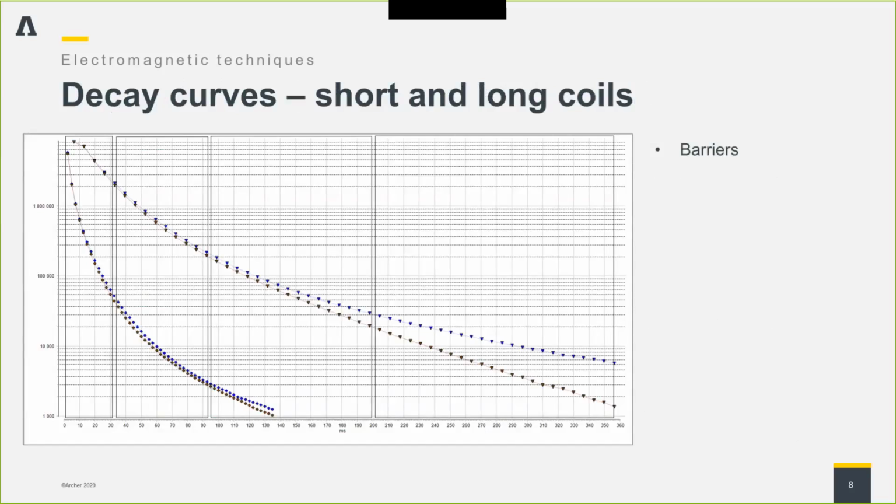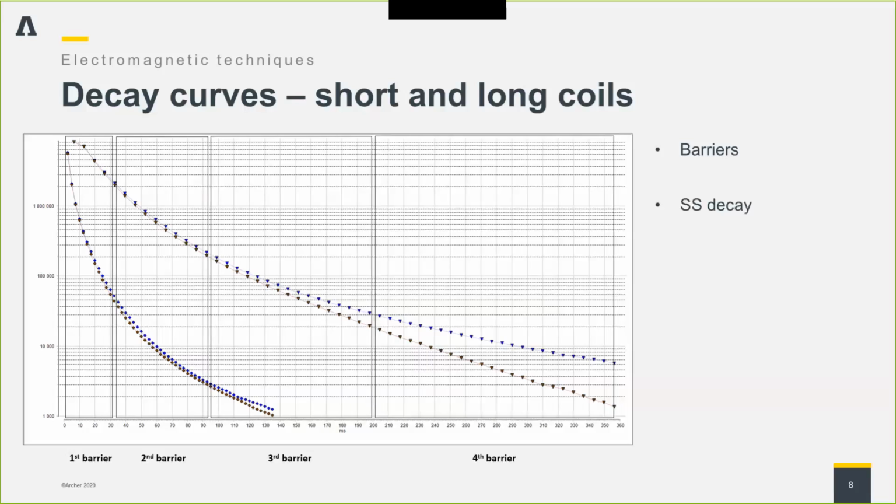So the barriers, as I mentioned, the information from the barriers depends on where they are in the decay curve. So early time, we're looking for the first barrier. Slightly later on is where we get the information from the second barrier. The third barrier is even further out in time, and the fourth barrier is the last place that we look at.